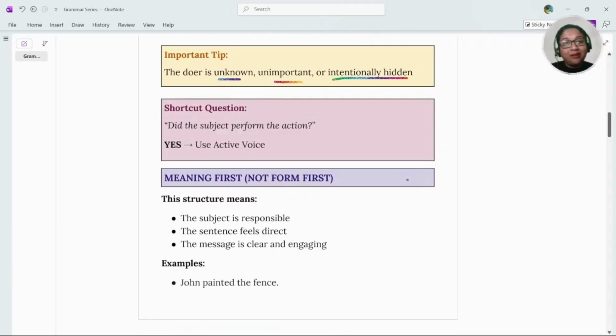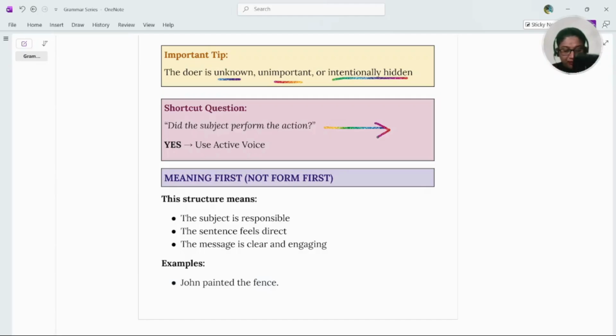Now, look at the screen. A shortcut question. What do you mean by a shortcut question? This is a question that you will ask yourself before constructing a sentence. It can be when you're practicing this as well. Ask yourself this question: did the subject perform the action in the sentence I just created? Ask this question to yourself, guys. I'm not asking it to you right now. You need to ask this to yourself.